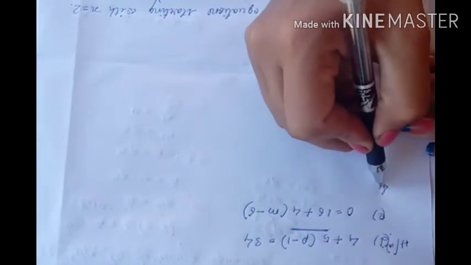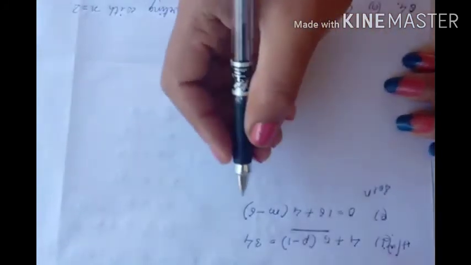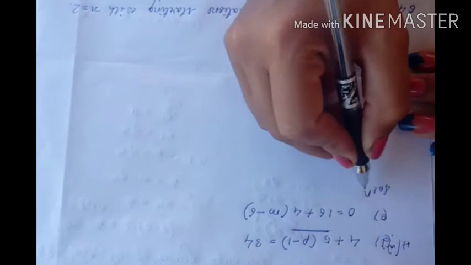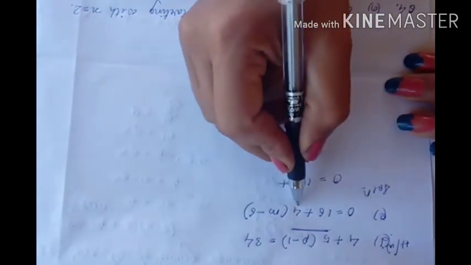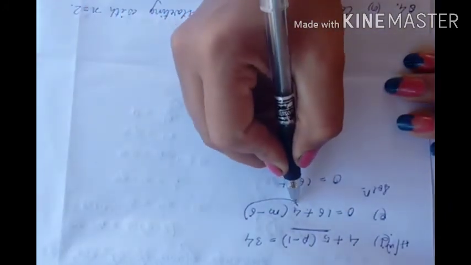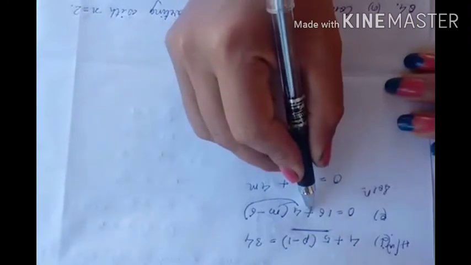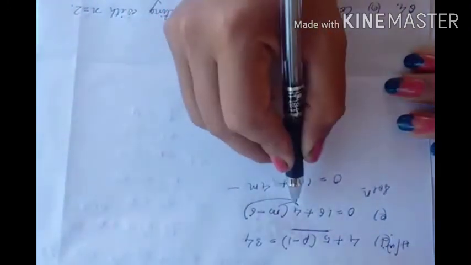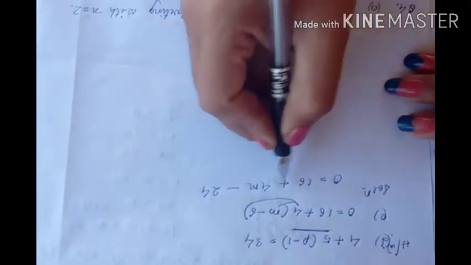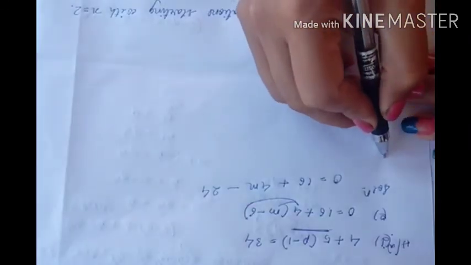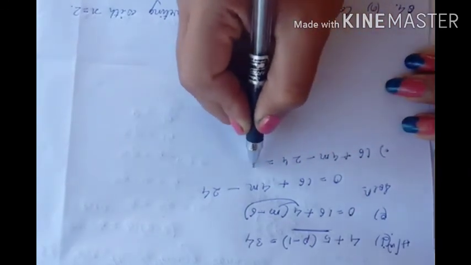Question number E, what is given? 0 is equal to 16 plus 4 m minus 6. So we will write as it is. Okay, 0 is equal to 16, then plus. Now we have to break this bracket. So 4 into m will become 4m, and here it is minus and plus. So plus and minus will become what? Minus. 4 into 6, how much? 24. Now I will write all this on this side, okay? 16 plus 4m minus 24 is equal to 0.